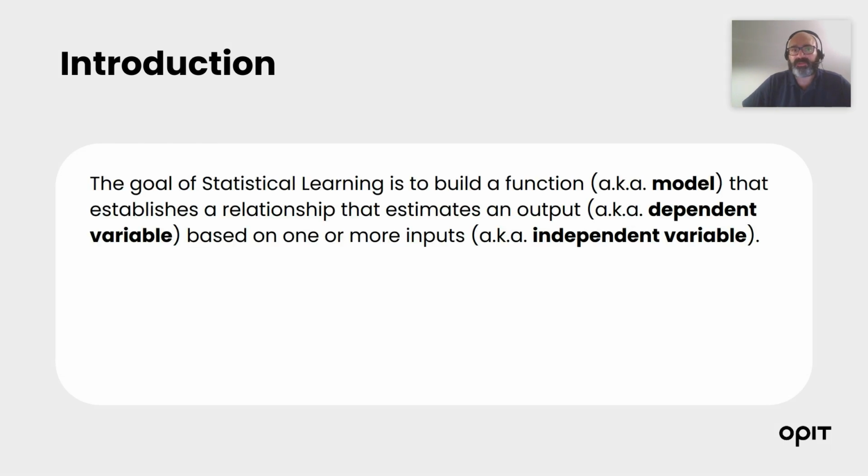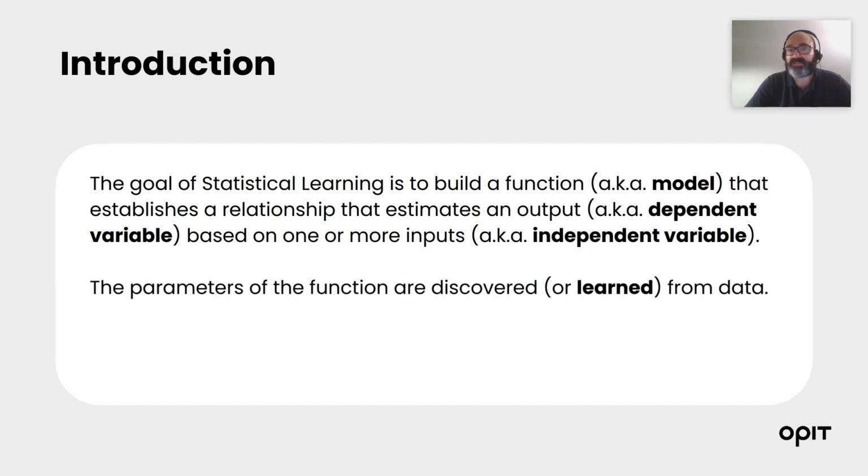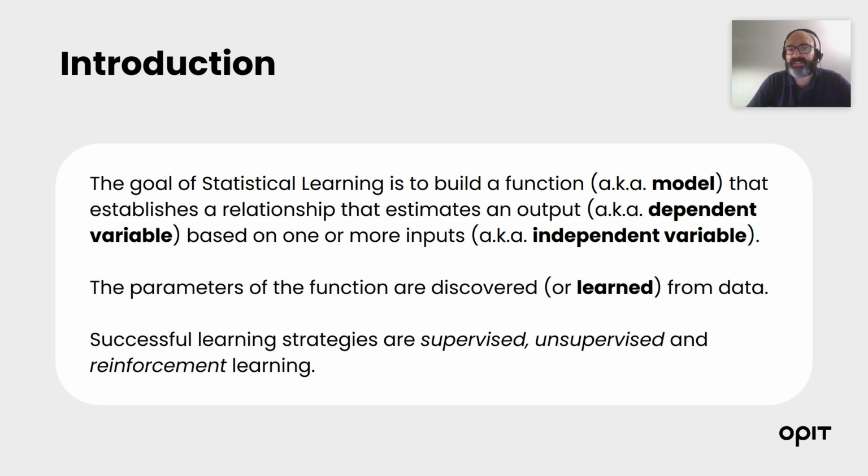What is statistical learning? The goal of statistical learning is to build a function, also known as a model, that establishes a relation that estimates an output, also known as the dependent variable, based on one or more inputs, also known as independent variables. The parameters of this function are learned directly from the data. Successful learning strategies are supervised learning, unsupervised learning, and reinforcement learning. We will talk about these strategies in the next lesson.